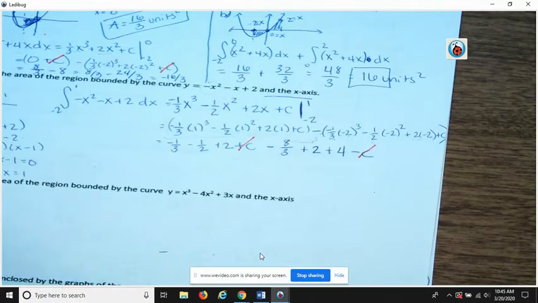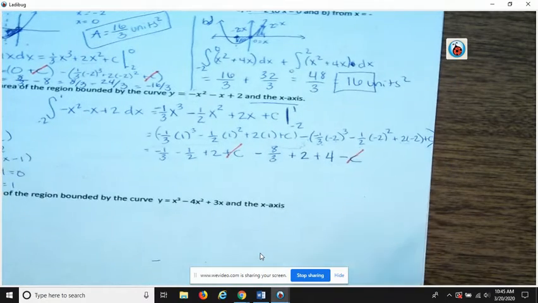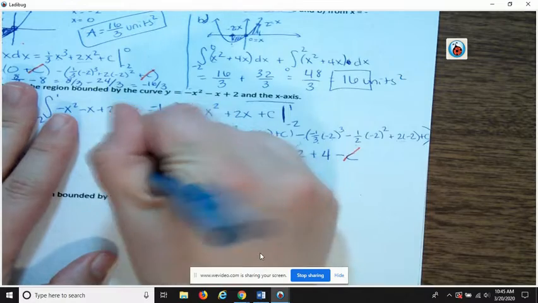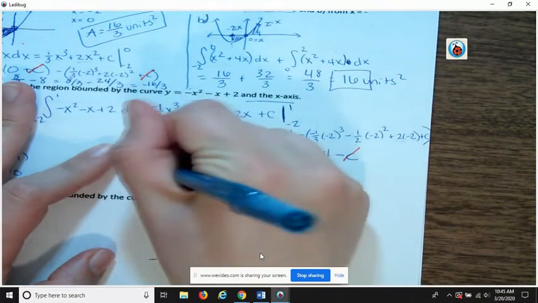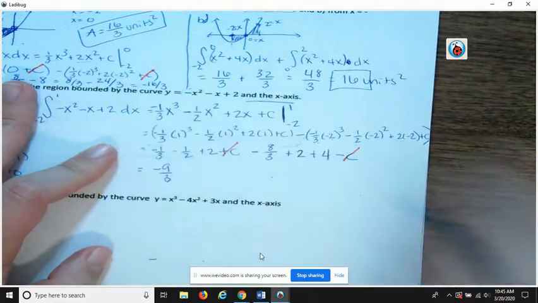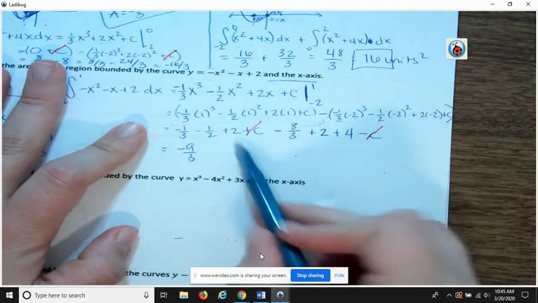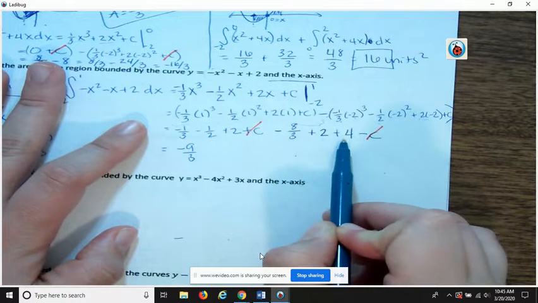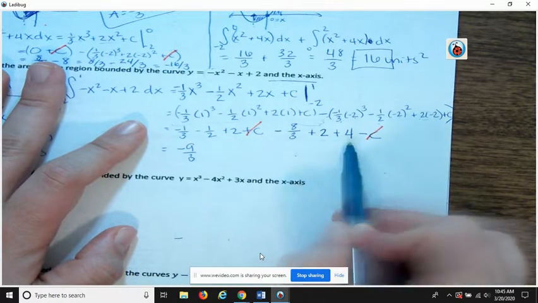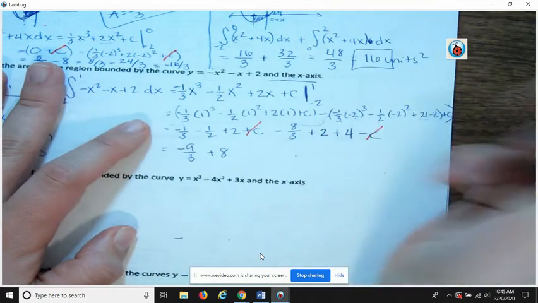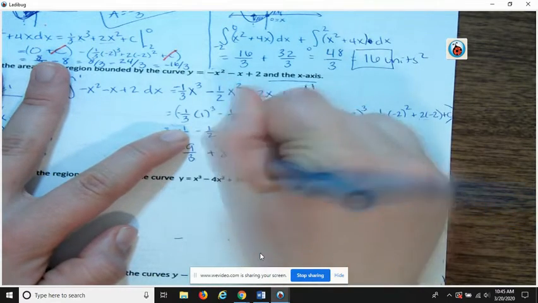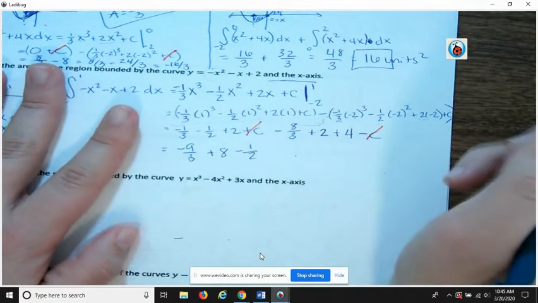Combine all of our like terms. So the thing that's going to be easiest to combine first are these things that are divided by 3. Negative 1/3 and negative 8/3 gives me negative 9/3, which is really nice. Then I have a positive 2, a positive 2, and a positive 4. 2 plus 2 is 4, plus 4 is 8, so I'm going to have plus 8. And then I have minus 1/2. I'm just going to keep all my fractions separate.